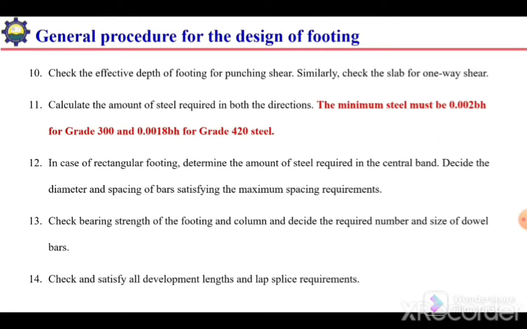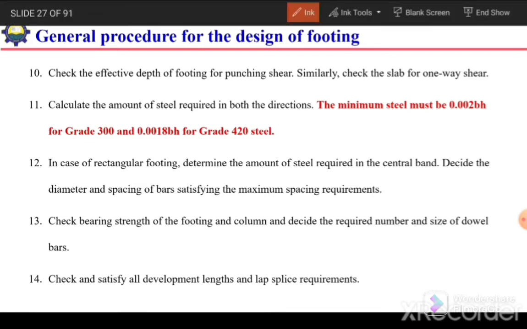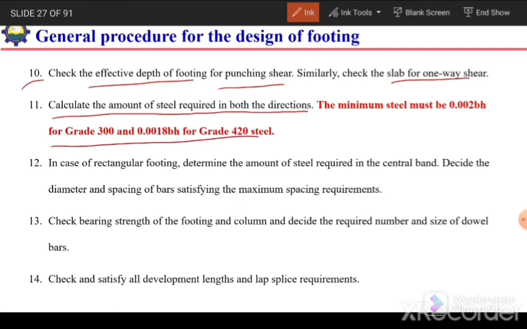This is because while calculating the area of the footing, we use allowable bearing capacity. When we are comparing the loads with the allowable bearing capacity, we need to consider the service loads instead of factored load. The tenth step is to check the effective depth of footing for punching shear as well as for one-way shear, and then calculate the amount of steel reinforcement in both directions, and the minimum reinforcement should be more than these limitations. These are the same as in the case of slabs.